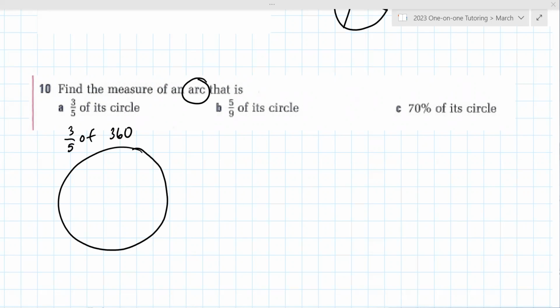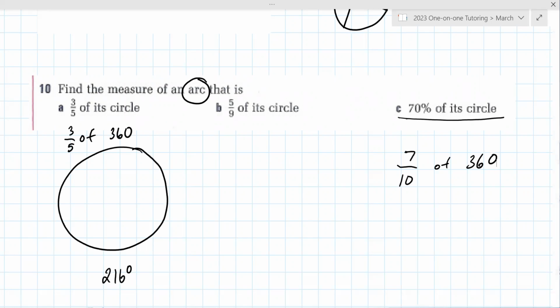216. Yes. Okay, now what about this last one here? 70% of its circle. What does that mean to you? 70%. 70% of 360. Yes. So literally 0.7, or 7 out of 10, of 360.